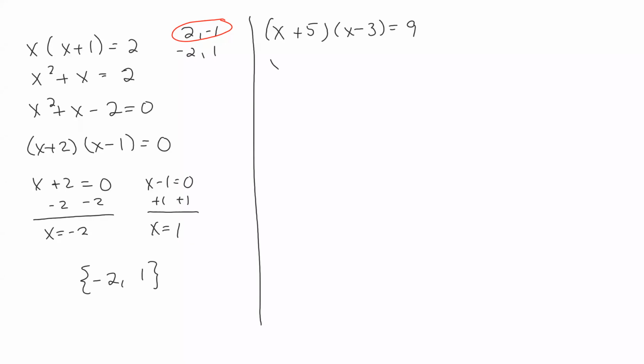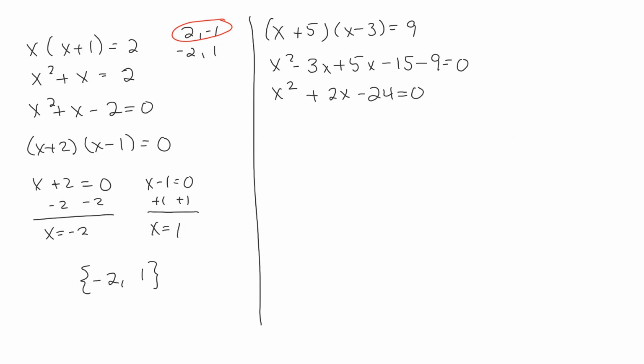So x times x is x squared. X times -3 is -3x. 5 times x is 5x. And then 5 times -3 is -15. And I'm going to go ahead and subtract my 9 over. All right. So when I clean this up, I get x squared plus 2x minus 24 equals 0.